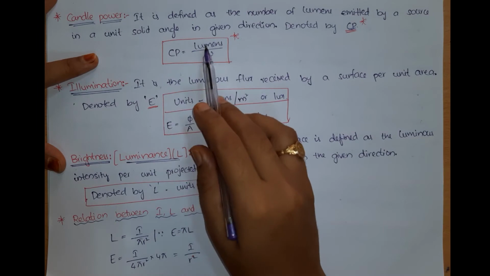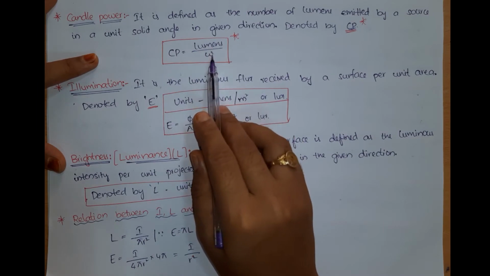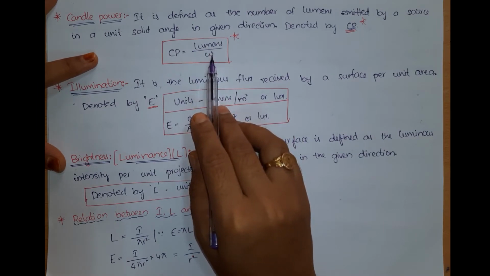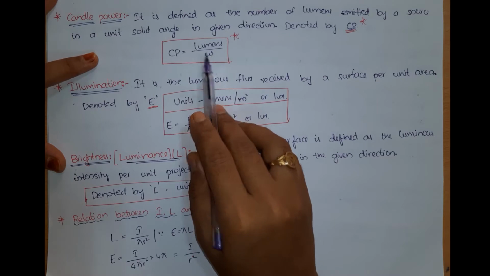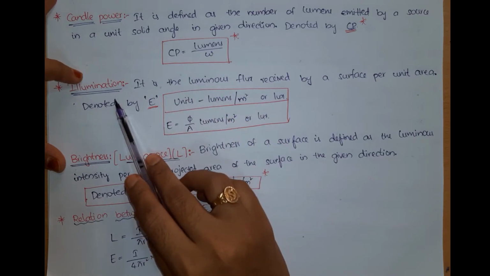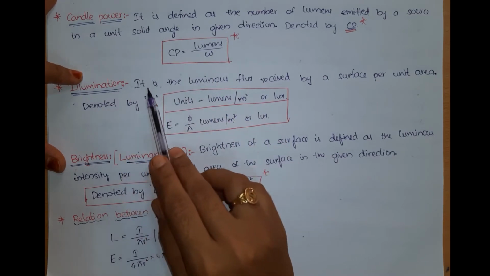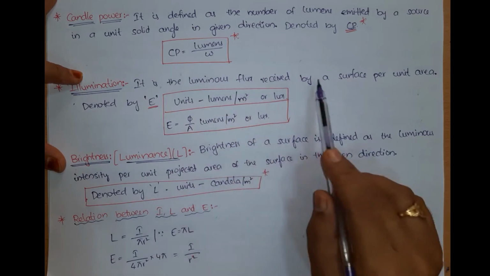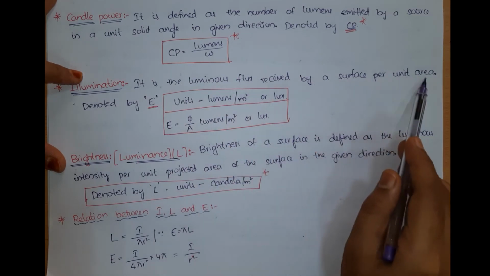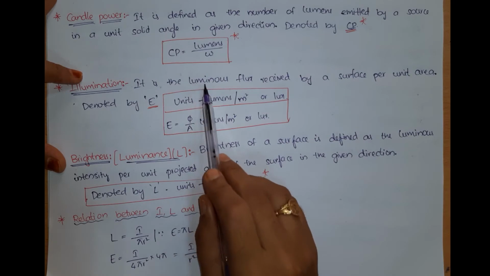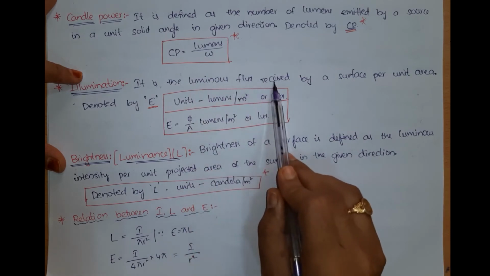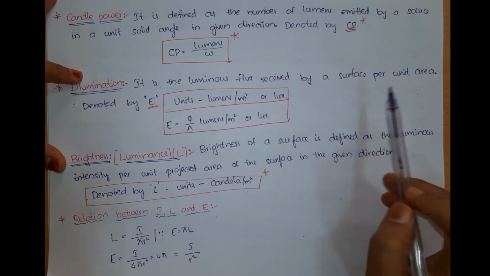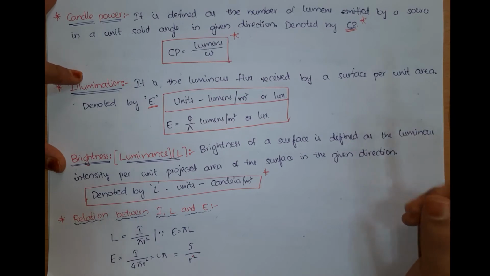See, candle power is what? Lumens per solid angle, that is omega. So next, illumination. Illumination is the luminous flux received by a surface per unit area. What is it telling? Luminous flux received per unit surface area. How much luminous flux is received?